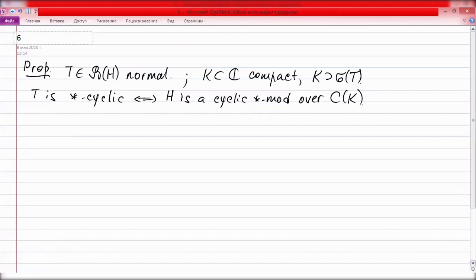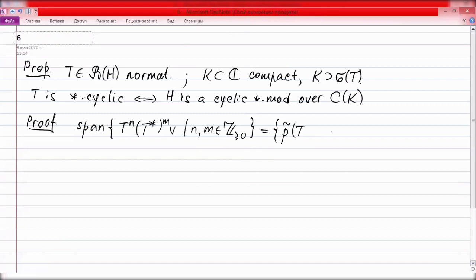Again, the proof is very easy. The argument is essentially the same as in the proof of the previous proposition. So let's look at the vector subspace which appears in the definition of a star cyclic operator. And let's observe that this subspace can be written in the following form. So this is P tilde of T applied to V, where P runs over the polynomial algebra in two variables. Of course, we use here the assumption that T is normal.